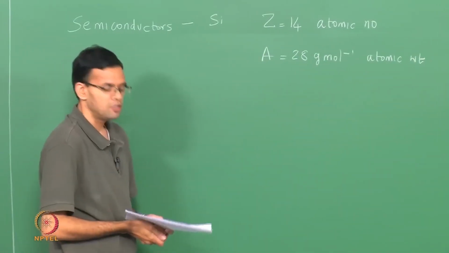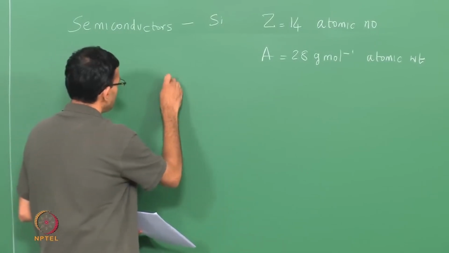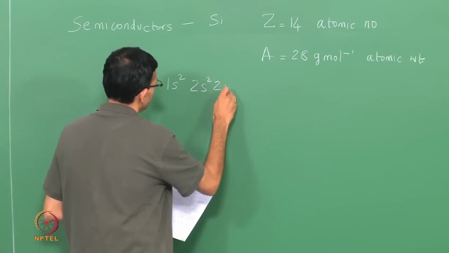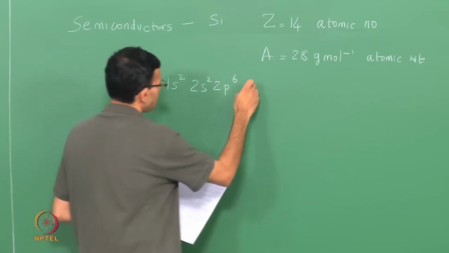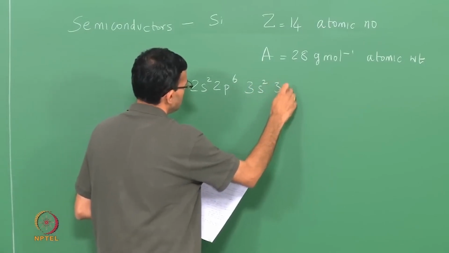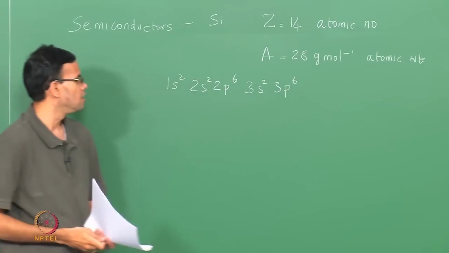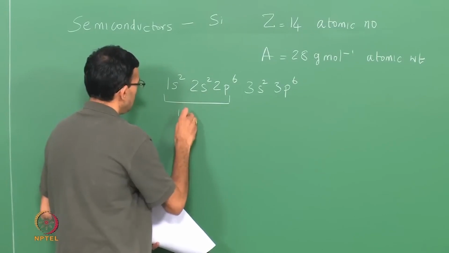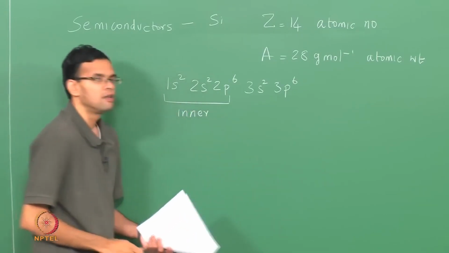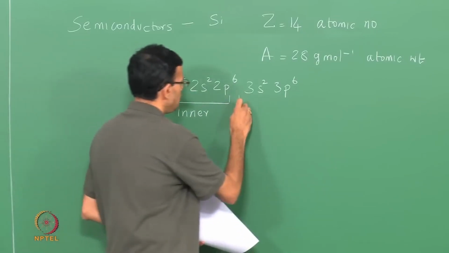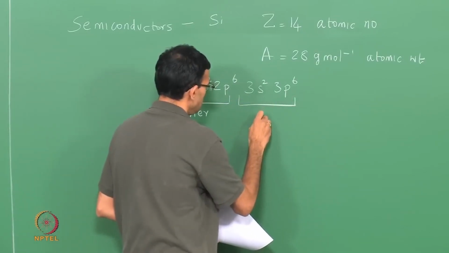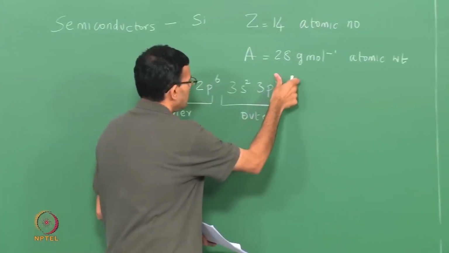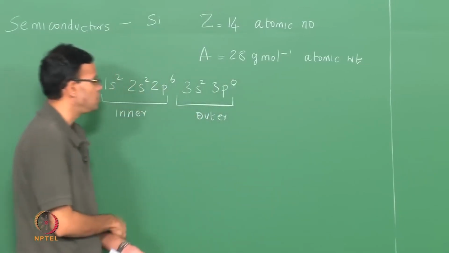Given the atomic number is 14, the electronic configuration for silicon is 1s2, 2s2, 2p6, 3s2, 3p2. So, the 1s and the 2s shells are the inner shells and they are not involved in bonding. The shells that are involved in bonding are the 3s and the 3p. These are the outer shells. The 3p should be 3p2, with 3p0 being the empty state.